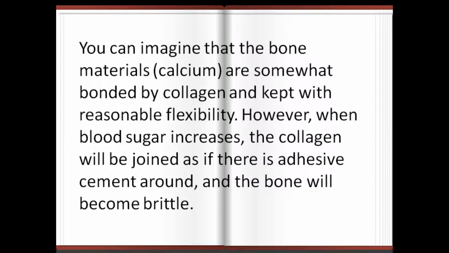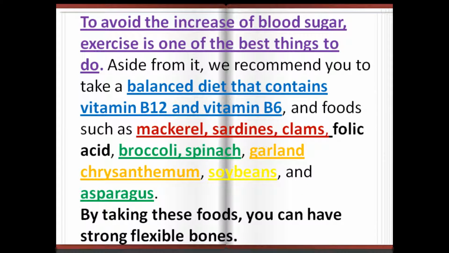However, when blood sugar increases, the collagen will be joined as if there is adhesive cement around, and the bone will become brittle. To avoid the increase of blood sugar, exercise is one of the best things to do. Aside from it, we recommend you to take a balanced diet that contains vitamin B12 and vitamin B6, and foods such as mackerel, sardines, clams, folic acid, broccoli, spinach, garland chrysanthemum, soybeans, and asparagus. By taking these foods, you can have strong, flexible bones.